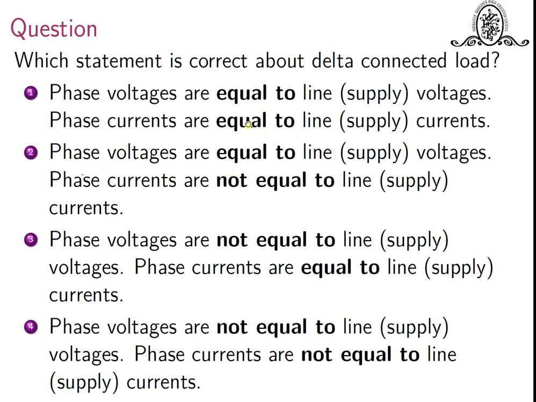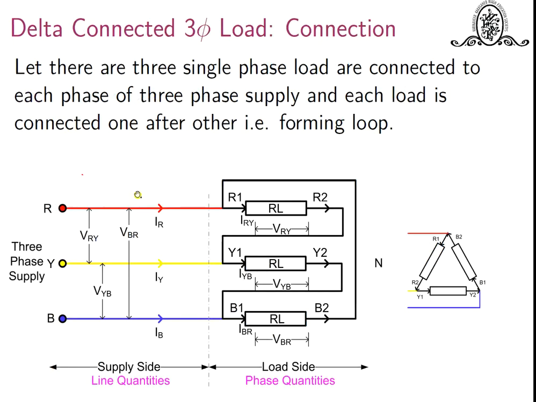Hope you have answered the correct one. As I discussed here, the line currents are not equal to the phase current, but see the voltage VRY. The same voltage is appearing here, VRY. We can say that the line voltages are equal to the per phase voltages, but line currents are not equal to the phase current, IPH.